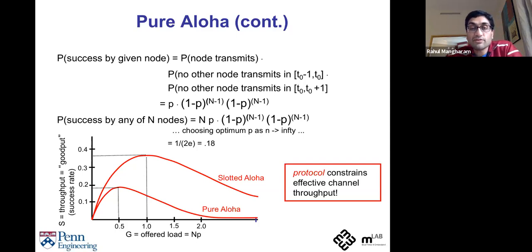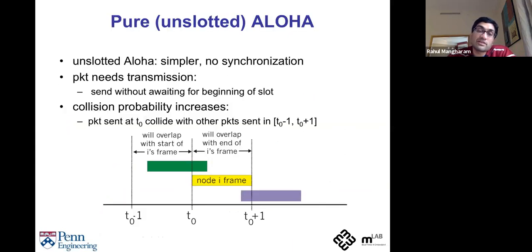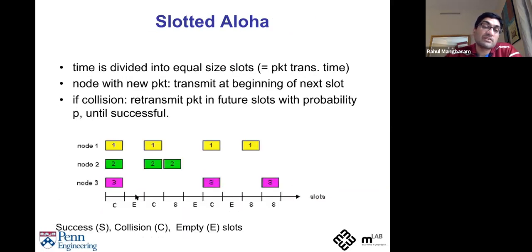So now, how do we fix this, right? We want to make sure that we don't have an overlap with any communication that is already there, and we don't want anyone to start communicating while I'm communicating. So one way we can do this is to synchronize the network and divide it into time slots. We can say, look, here are time slots, and you can only start communicating at the start of a time slot.